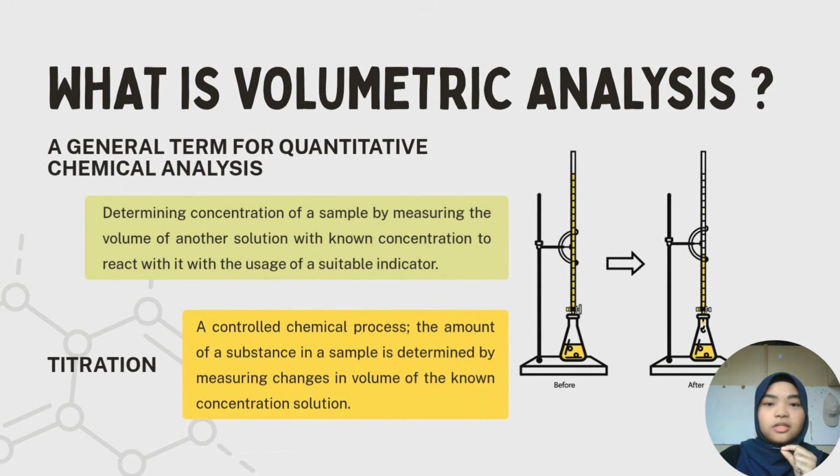Titration is under the branch of volumetric analysis, which is a general term for quantitative chemical analysis. It is usually used to determine the concentration of a sample by measuring the volume of another solution with known concentration to react with it using a suitable indicator. Titration itself is a controlled chemical process, as the amount of a substance in a sample is determined by measuring changes in volume of the known concentration solution.